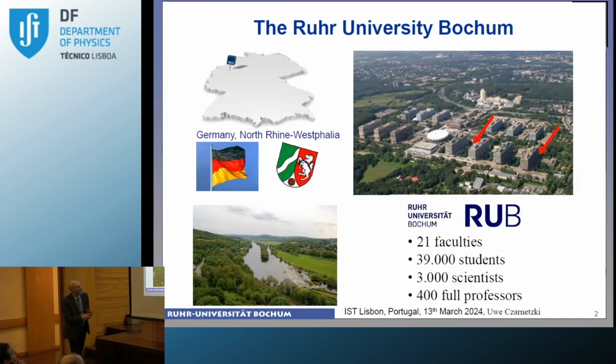The Ruhr University has basically all kinds of sciences on its campus, so it has 21 faculties, around 40,000 students. I think it's about 39,000 at present, about 3,000 scientists, and then about 400 full professors. So it's one of the largest universities in Germany.